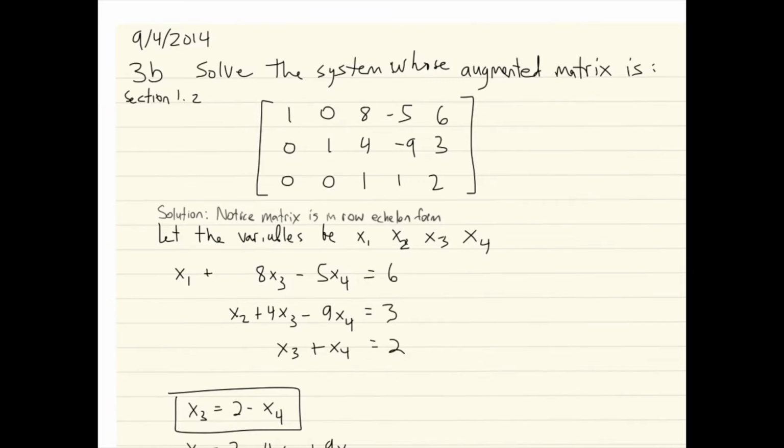So for the solution, notice that the matrix is in row echelon form. What does that mean? Well, each row begins with a 1, unless it's a row full of zeros, which there are none. And then each column with these leading ones has zeros below it.